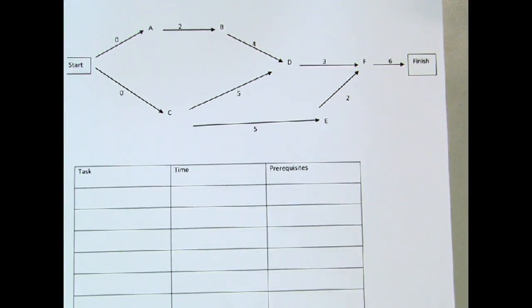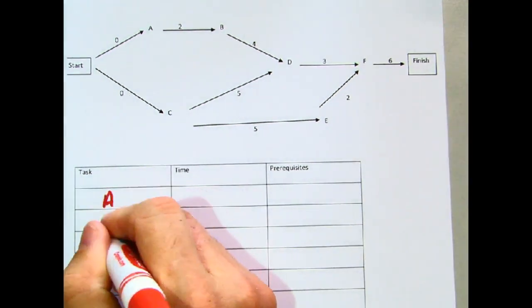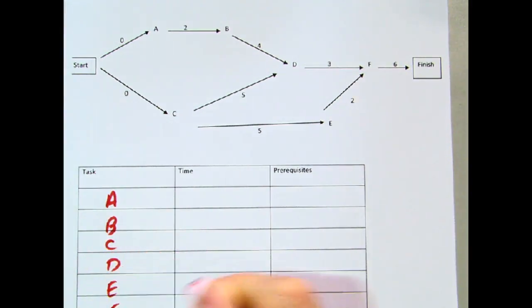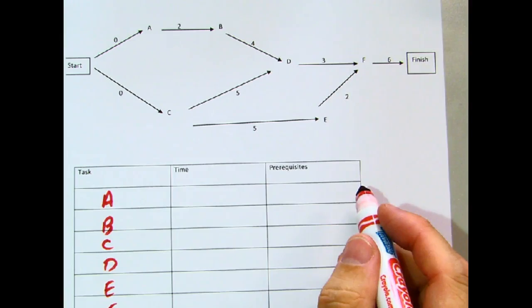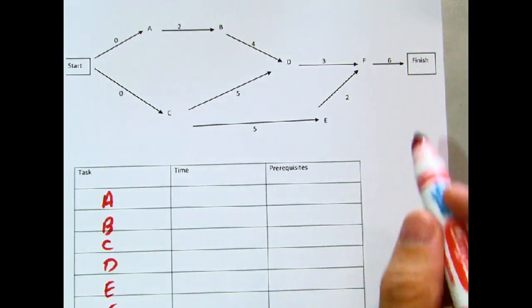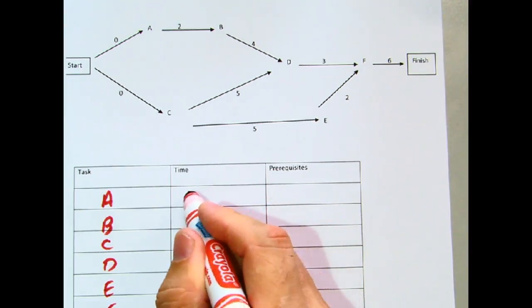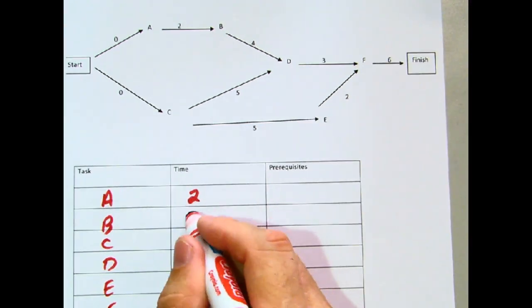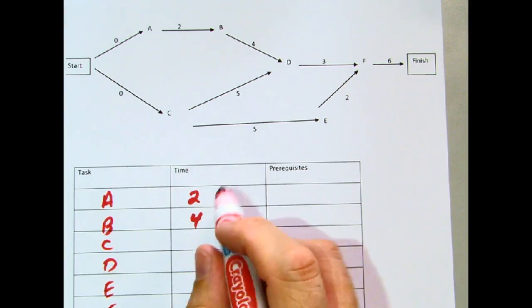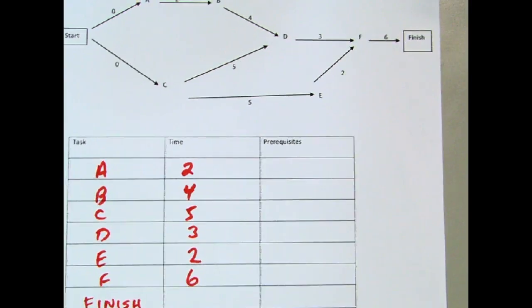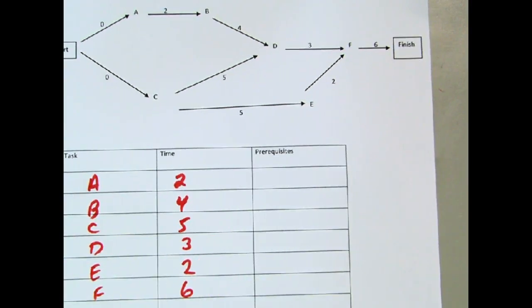So our task here, what we have is A, B, C, D, E, F, and I don't see G. Okay, so that's what we have. So how long does it take to complete A? You can put these things in. And then C looks like it's, so here it is all filled in. So those are the completion times for each one.